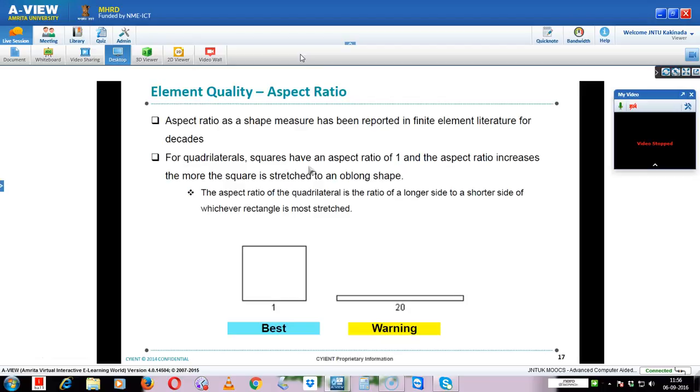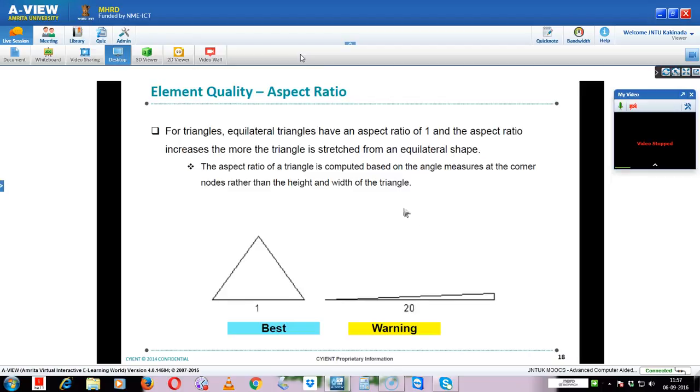So for quadrilateral, squares have an aspect ratio of 1, and aspect ratio increases the more the square is stretched oblong. So if you try to stretch the square, at 20 it will give a warning. Beyond 20 it will give an error. Aspect ratio is the ratio of the longer side to the shorter side of whichever rectangle is more stretched. So best is 1, warning is 20, error will be more than 20.